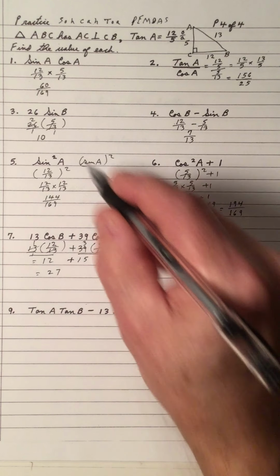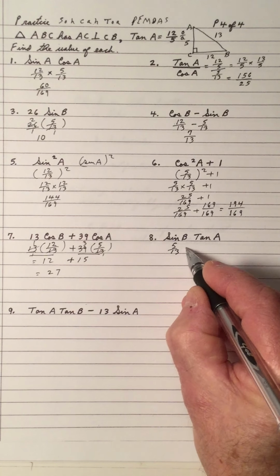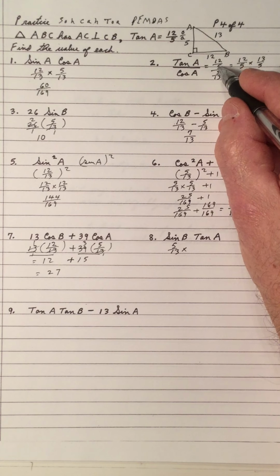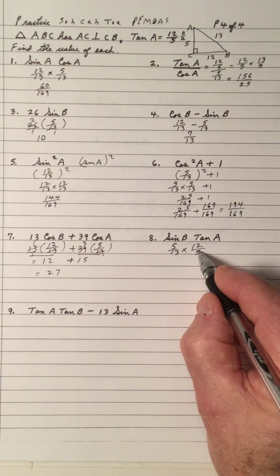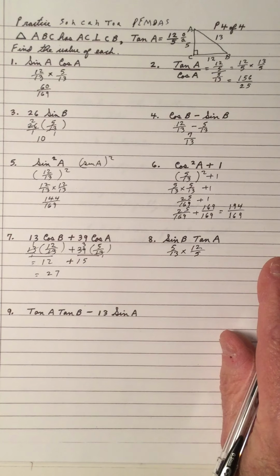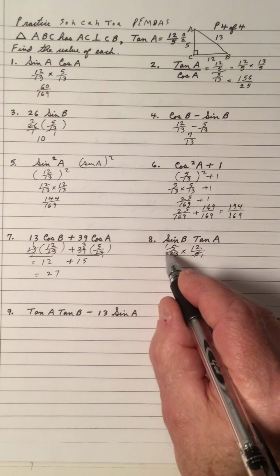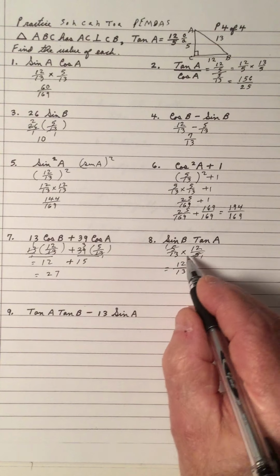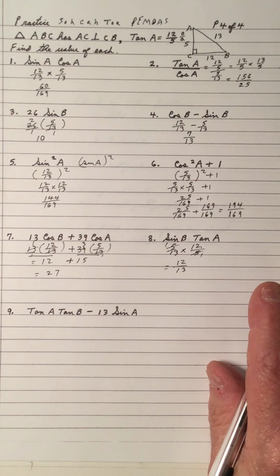Sine B is 5 over 13 times tan A. Tan A is 12 over 5. And we're multiplying, so when I multiply fractions, I should try to cancel. 5 into 5 goes once, 5 into 5 goes once. So that gives me a 12 over 13. Notice when I multiply fractions, I try to cancel top to bottom anywhere.